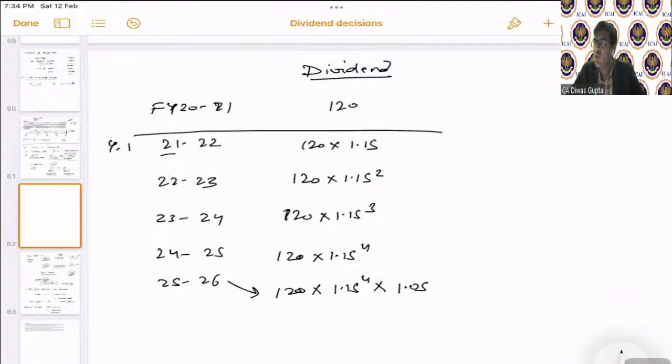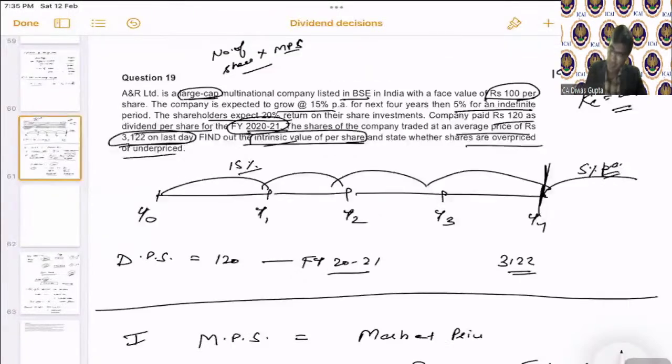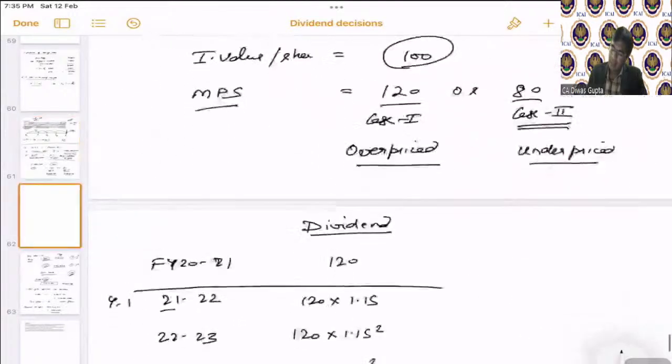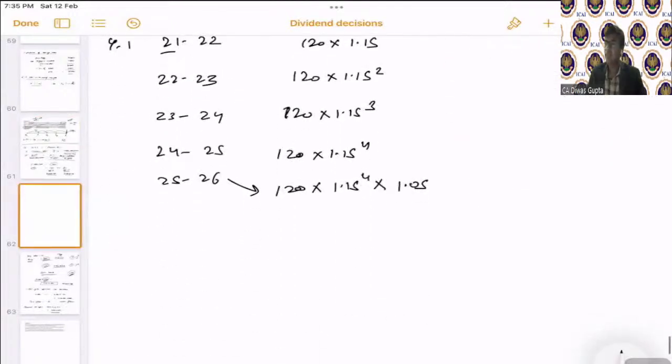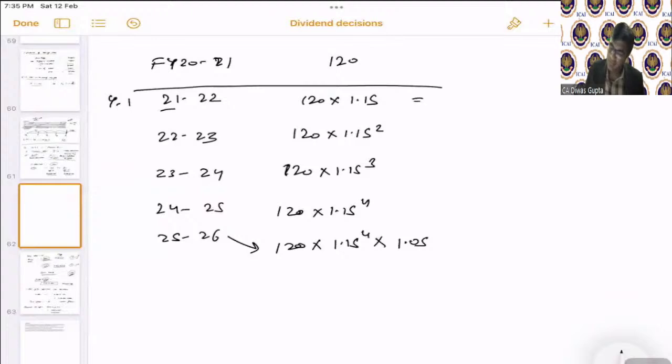So what was the question saying? Just a second. The question was saying that the company is expected to grow at the rate of 15% per annum for the next 4 years and then 5% for an indefinite period, right? So if we solve this, students, then ideally this should also be 1.15. Let us see once. Let us calculate this.